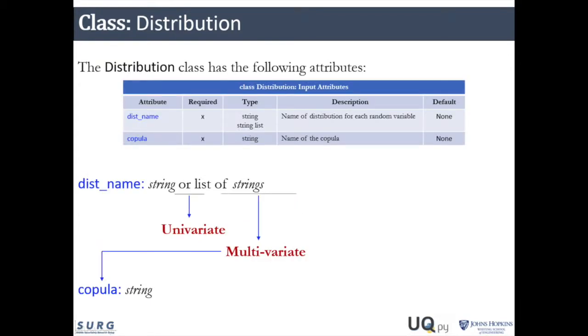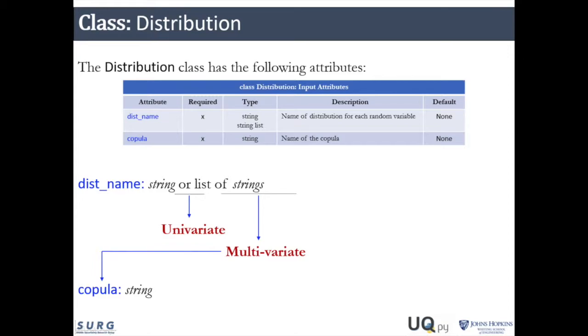Now, the Distribution class has the following attributes. In order to define a distribution object, what you need to define first of all is the name of the distribution. The attribute dist_name is used to define the name of the distribution for each random variable. This can be either a string, which means you have one random variable, that's the univariate case, or a list of strings, which means you have a multivariate distribution. This attribute is required, and without it, there's no way to build the distribution object.